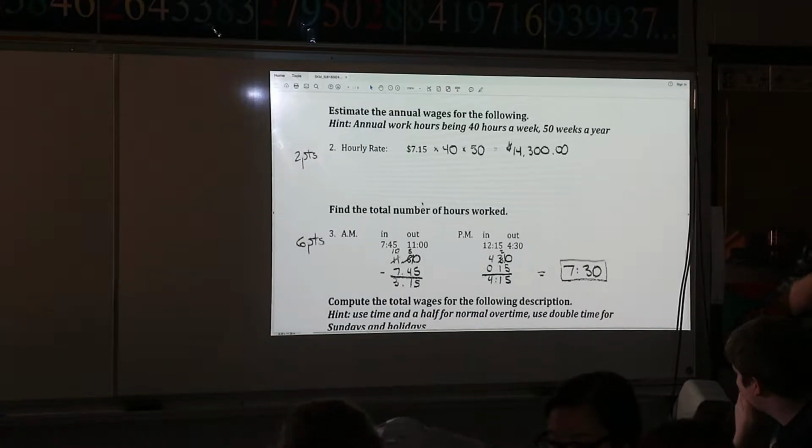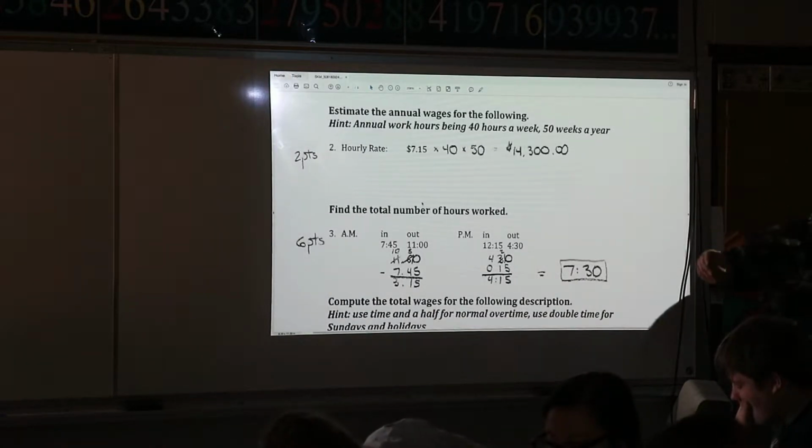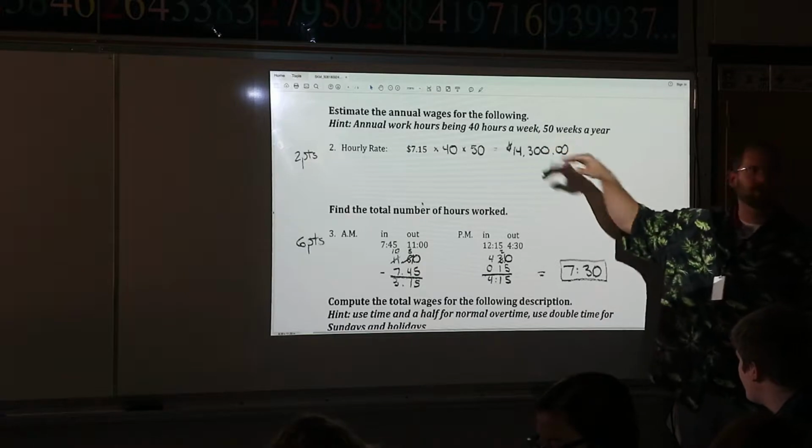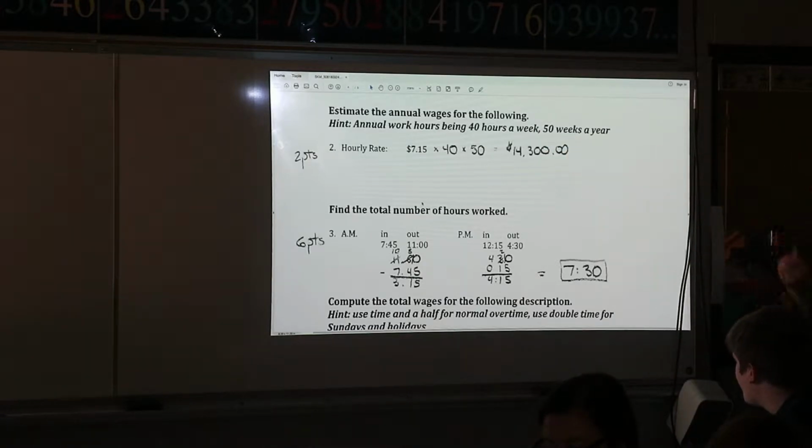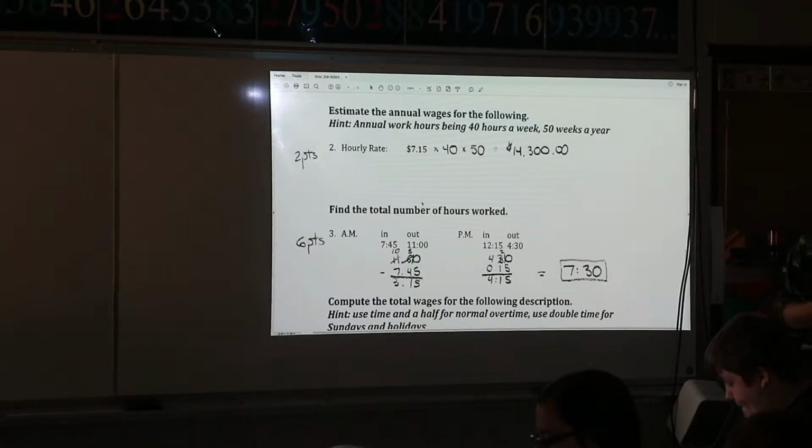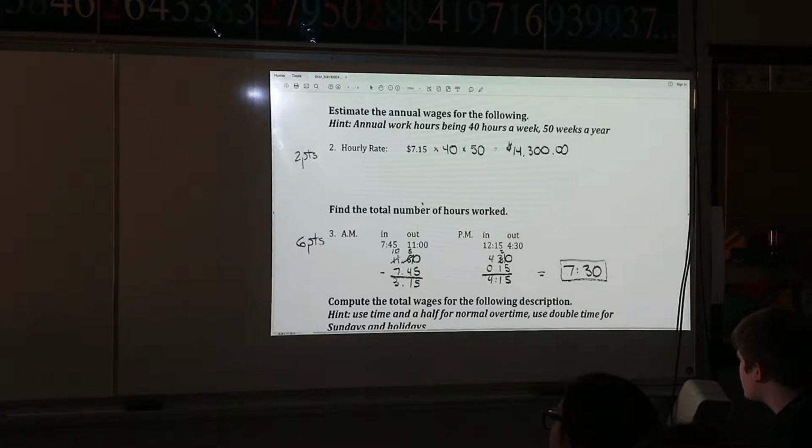Number 2, now we're getting a little more complicated. So now we're taking the $7.15 you're making per hour times 40-hour week times 50 weeks a year, because I told you we had a 2-week vacation period. So that total is $14,300 a year. And that should make sense. Just because you're getting paid $7 an hour, and you're working every day for a full year, you're getting some serious money on that. And that's, again, gross pay, no taxes coming out.